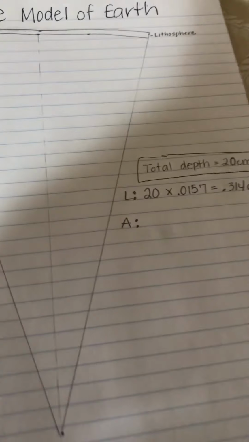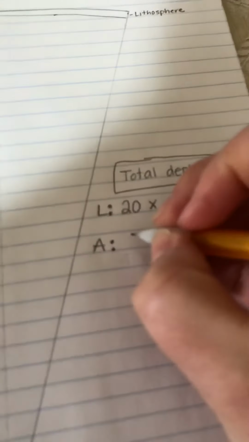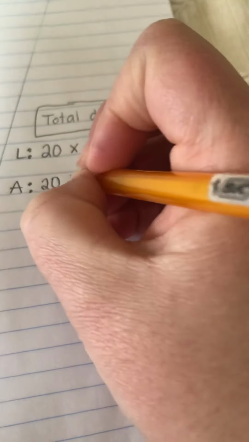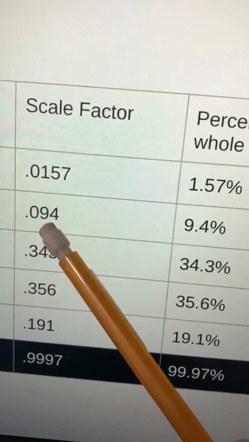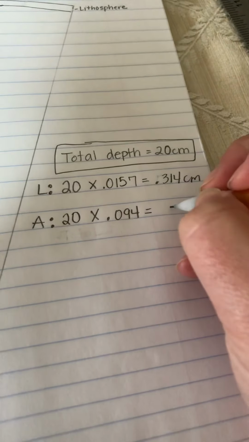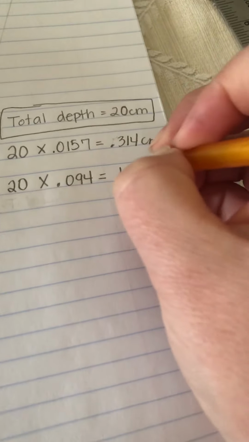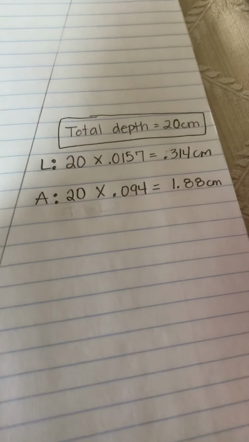Now I'm gonna try to one-handedly do this for the asthenosphere. So again, my total depth of my Earth on my paper is 20 centimeters, so that's what I'm using as the whole. I'm going to multiply it by the scale factor for the asthenosphere, 0.094. And I'm going to use a calculator to do that, and what you get when you do that is 1.88 centimeters, so almost 2 centimeters.